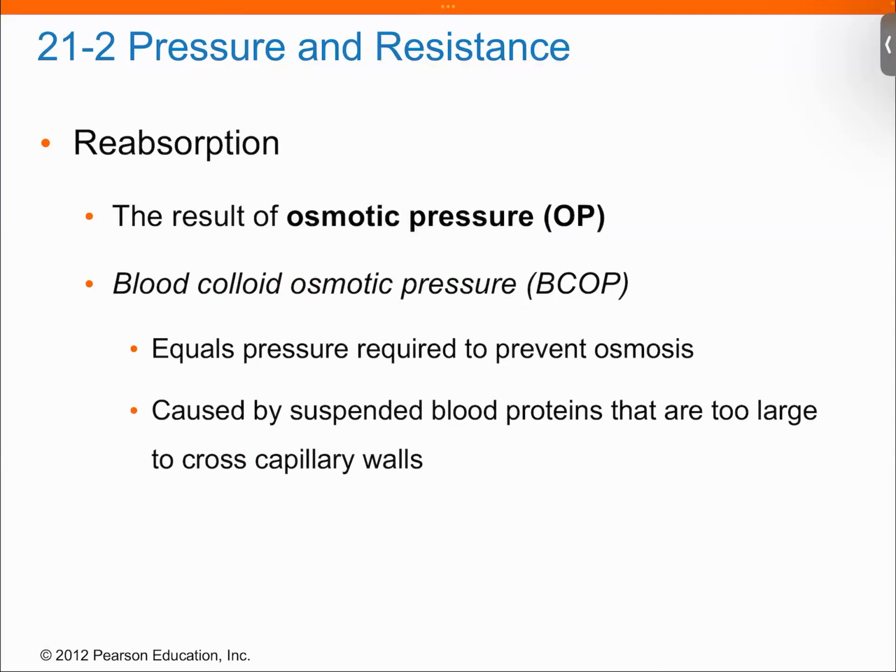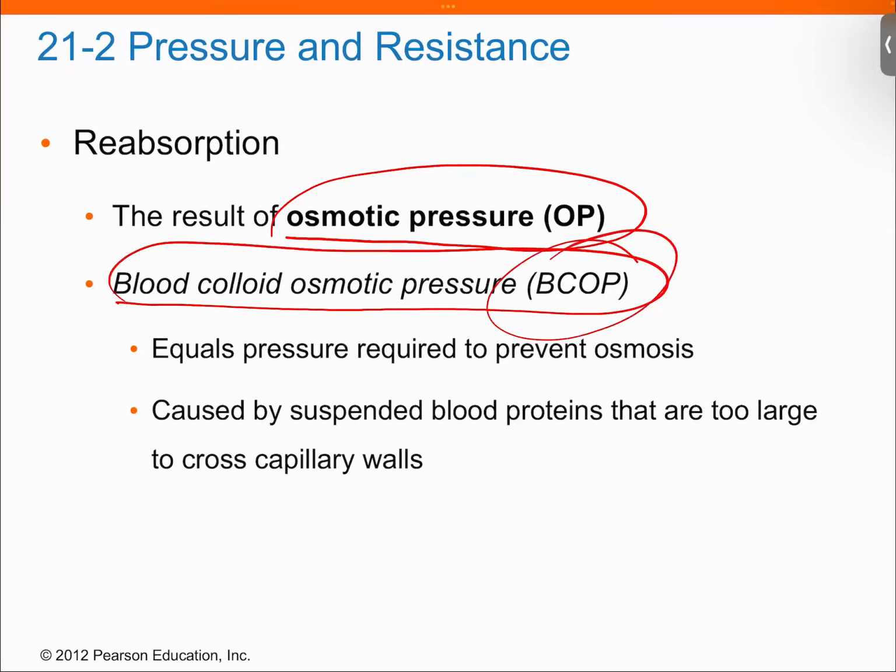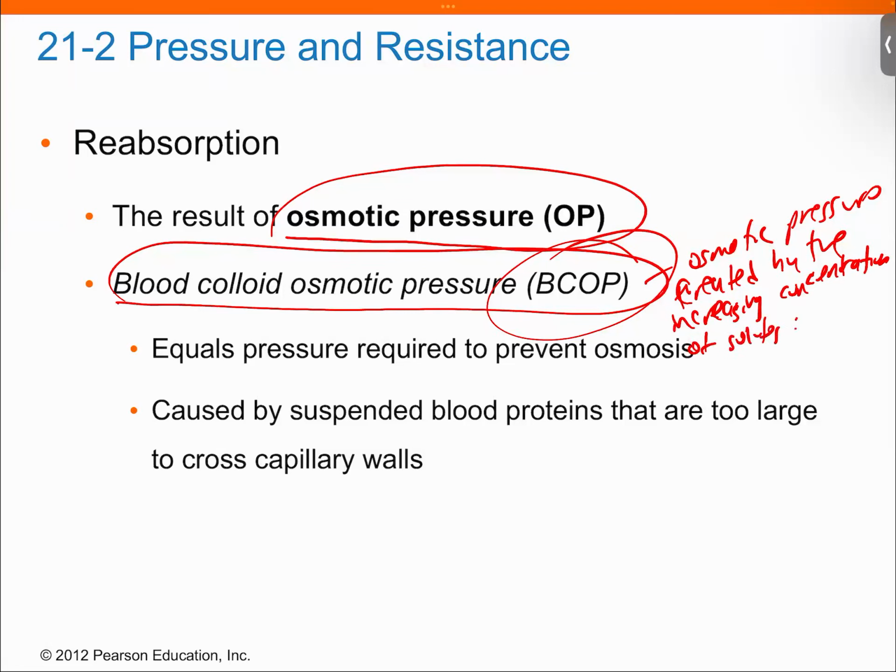Now, reabsorption is going to be the reverse of filtration. And so reabsorption is the consequence of a change in osmotic pressure. In this particular case, it's a change in a specific osmotic pressure called the blood colloid osmotic pressure, or BCOP. That's an important term that you need to understand because that's one of the pressures at play in the capillary. What is BCOP? BCOP is essentially the osmotic pressure created by the increasing concentration of solutes left behind in the blood.